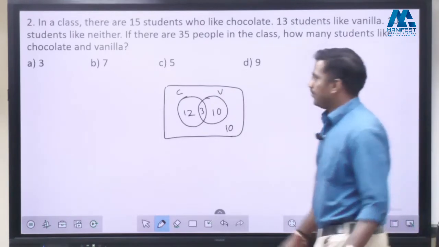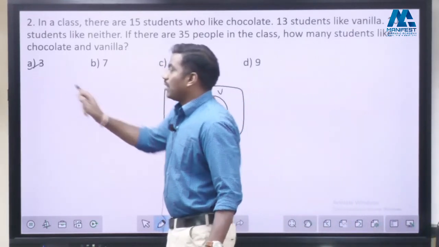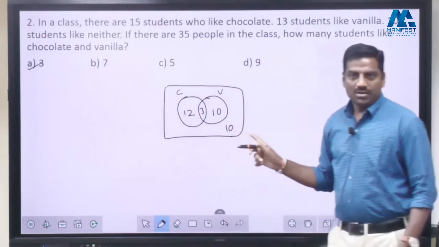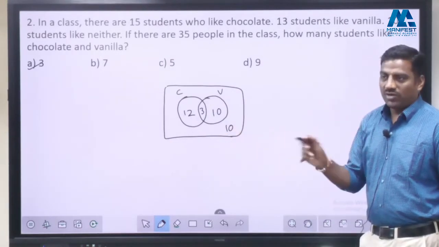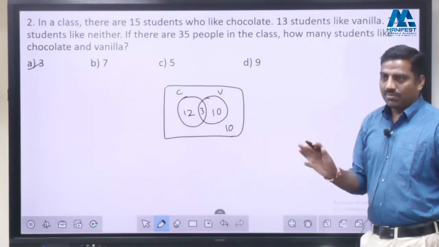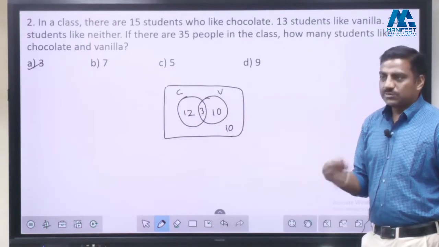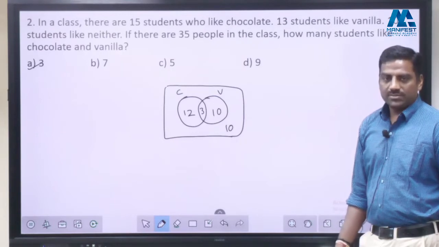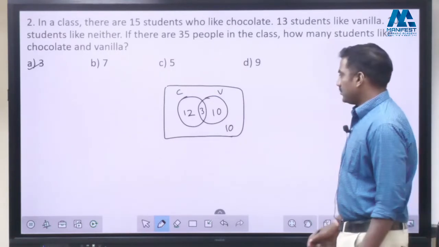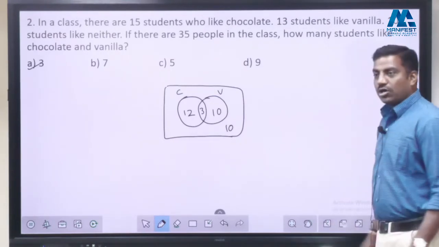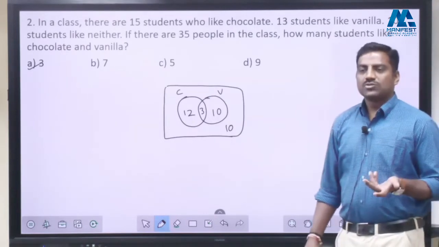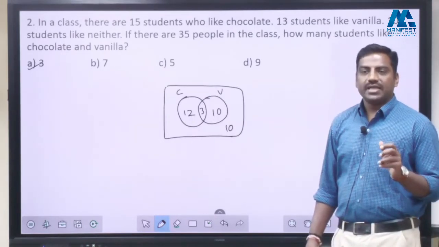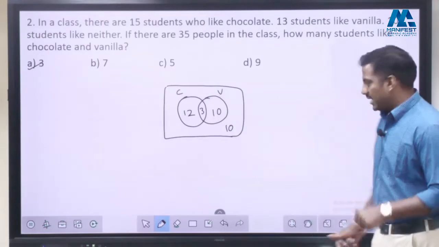Done? And always try to complete the diagram, okay? Don't just stop after filling this one. Complete the diagram initially. When you are experts, then you can skip a few of the sectors, no worries. Done? Yeah. Easy or tough? So the clue is what? You have to fill the most intersecting area first. That's it. Okay, next.